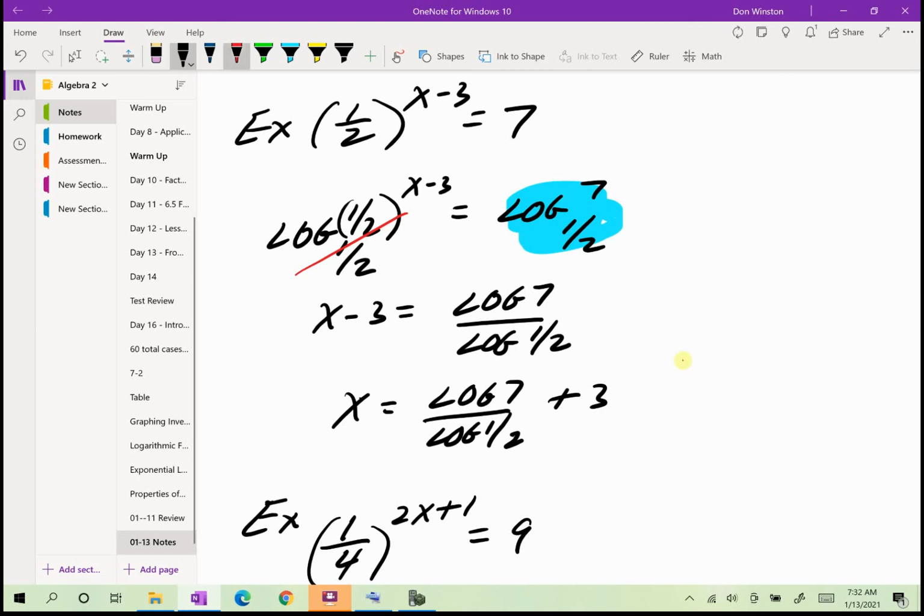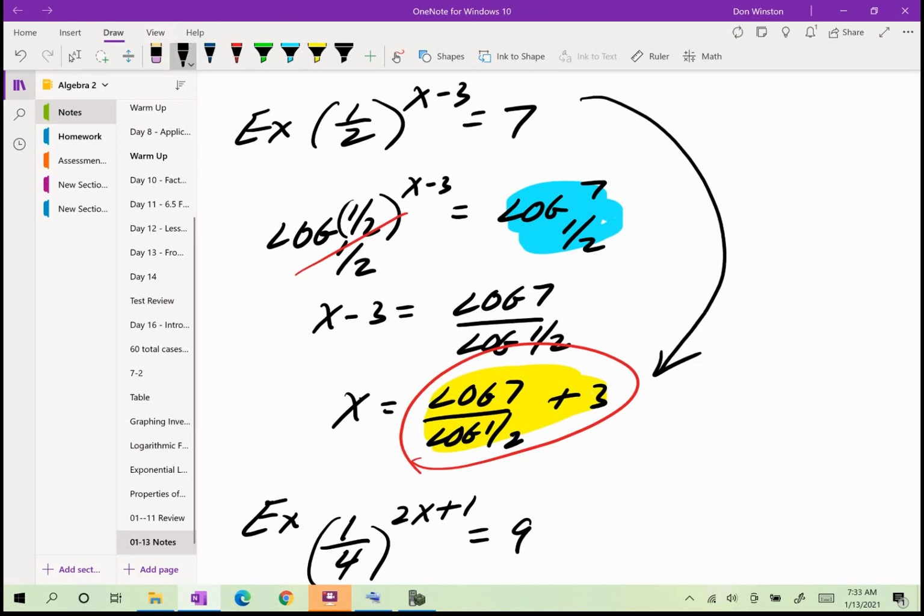And then you could evaluate that with your calculator. Although on a quiz or test, I just look for this. Showing me that you know how to use a calculator is trivial. You don't get much points for that. So showing me the process, though, of how you got from here to there, well, that's the important part.